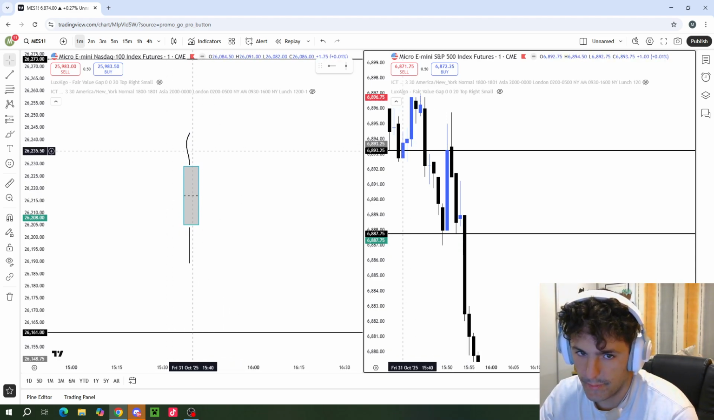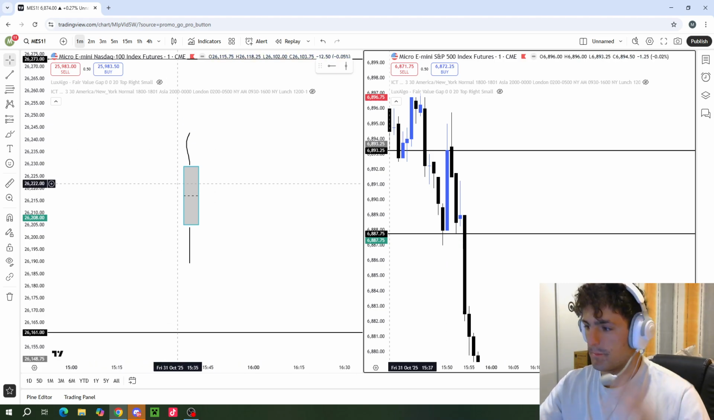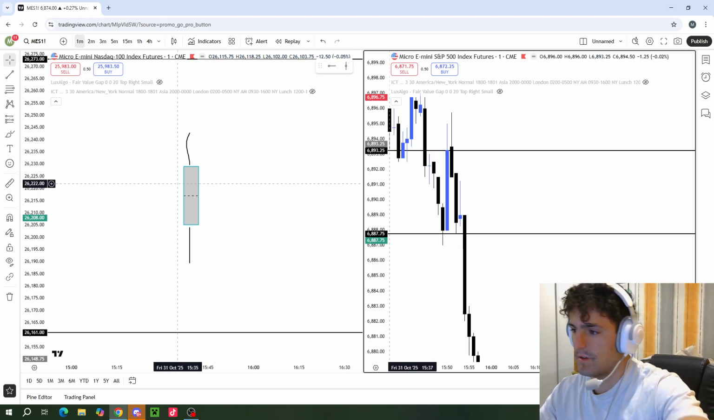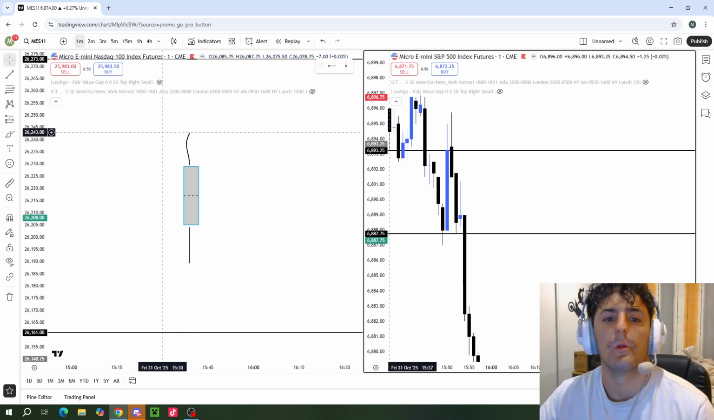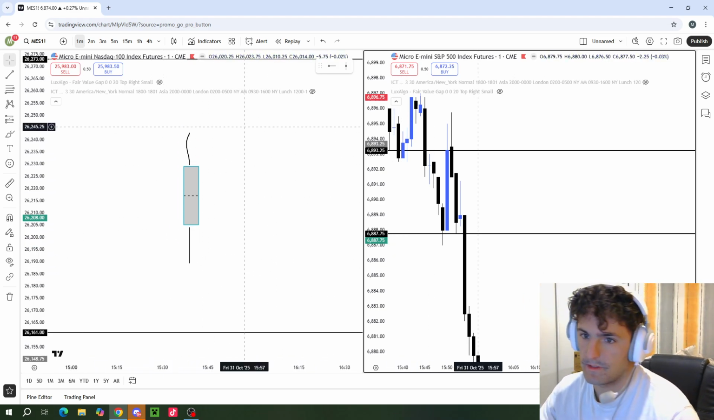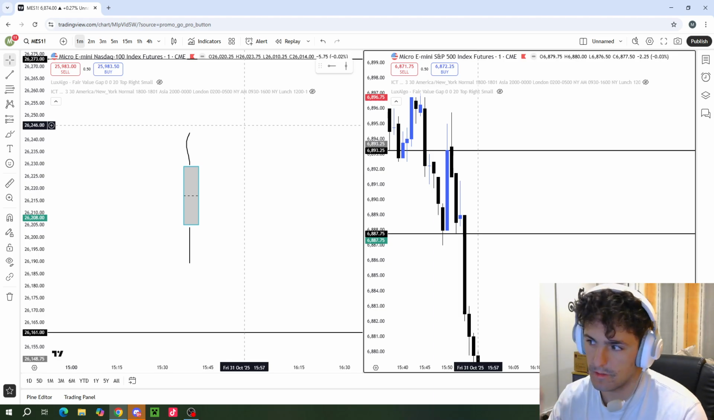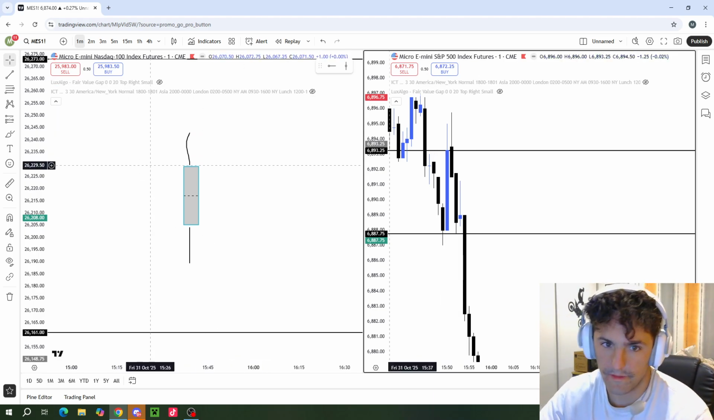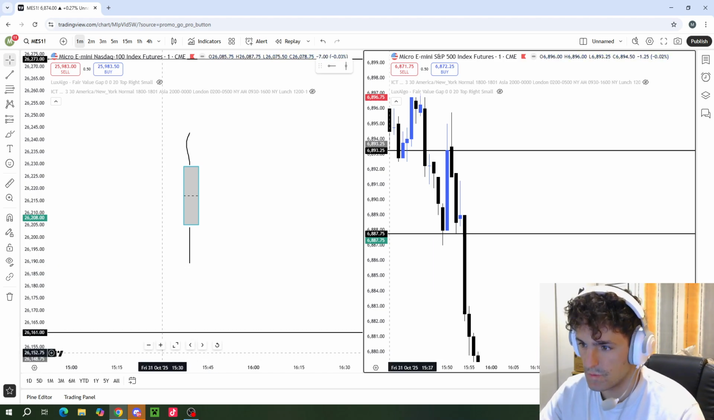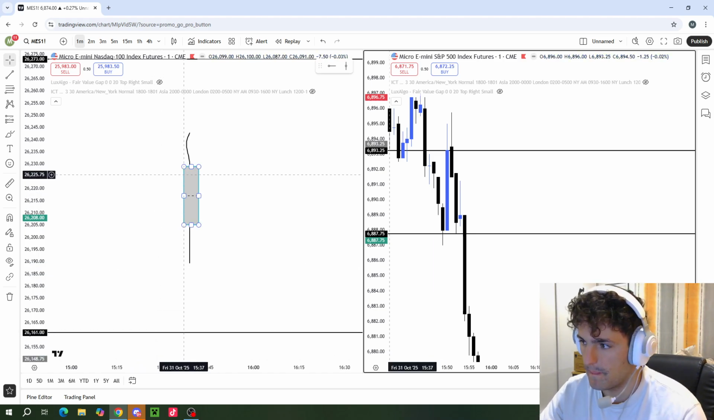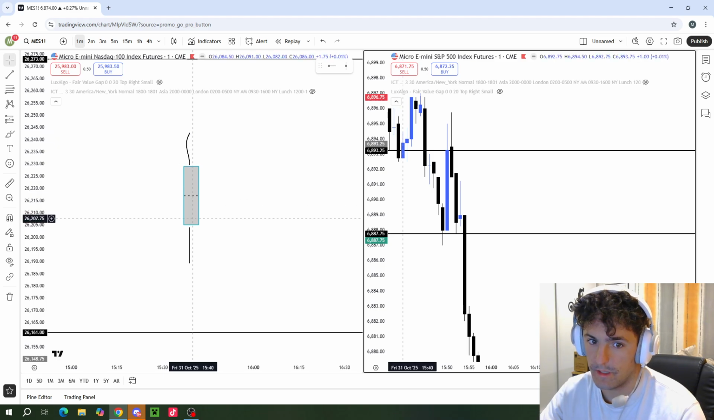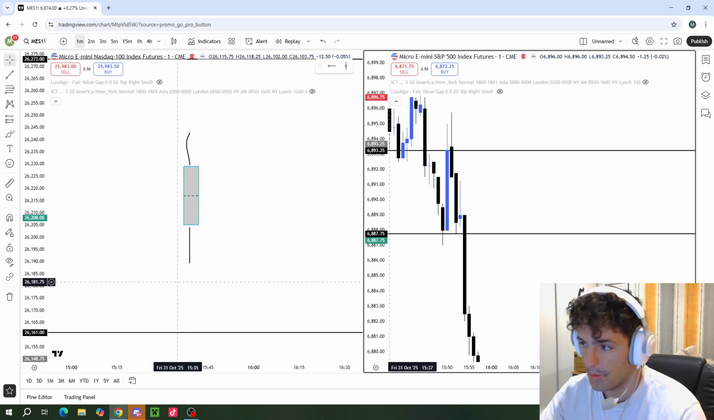The wicks just represent where price has travelled while this candlestick has been opened. We'll get to opening and closing of the candlesticks later. So while this candlestick has been open, it shows you how high price has travelled and how low price has travelled.